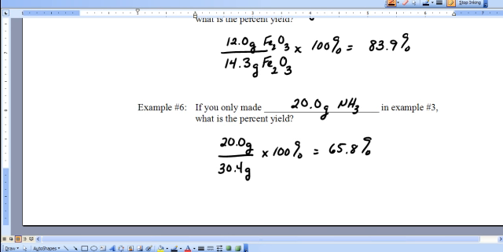So reactions do not necessarily go as planned, and so the percent yield is simply going to express how much product you made compared to how much you could have made or how much you would expect to make. All right? That concludes Chapter 12.